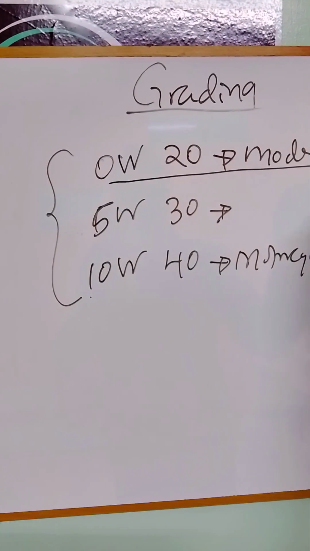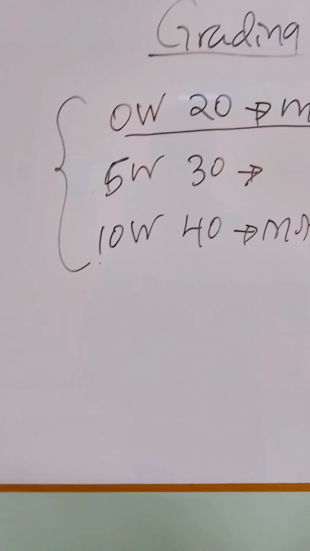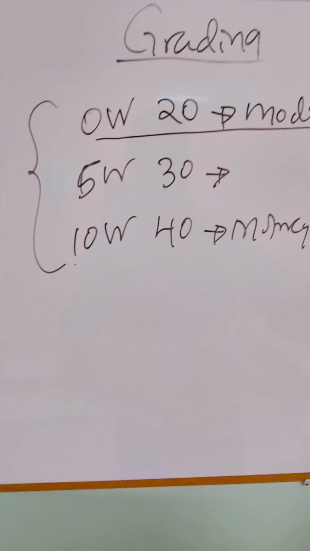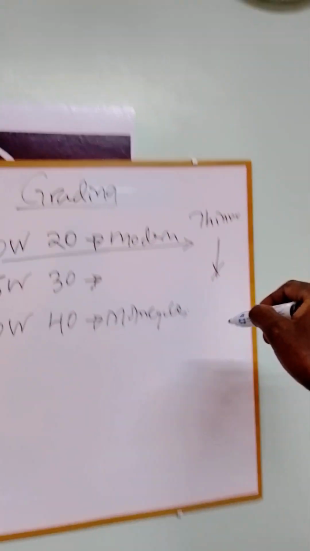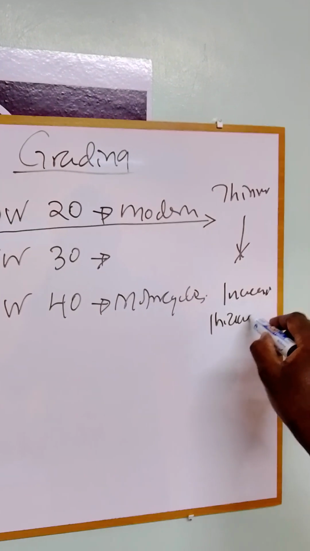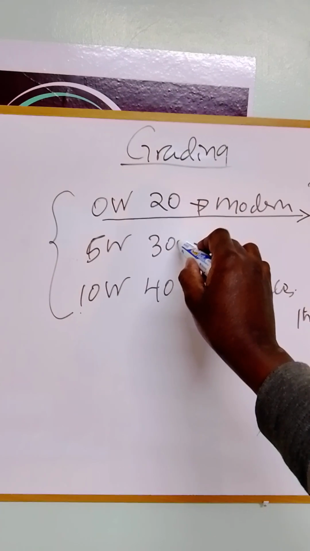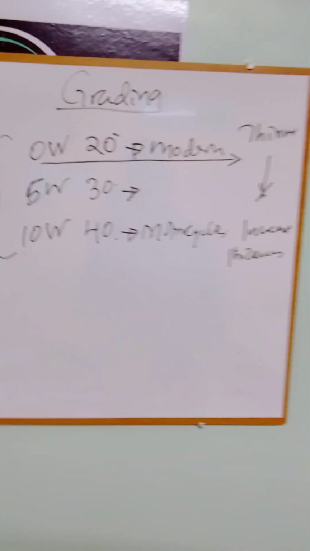0W20 is for very modern vehicles, and this is a much thinner oil. The thickness is increasing as we go down, because 5W30 is a much thinner oil than 10W40, and 0W20 is the thinnest of them all.